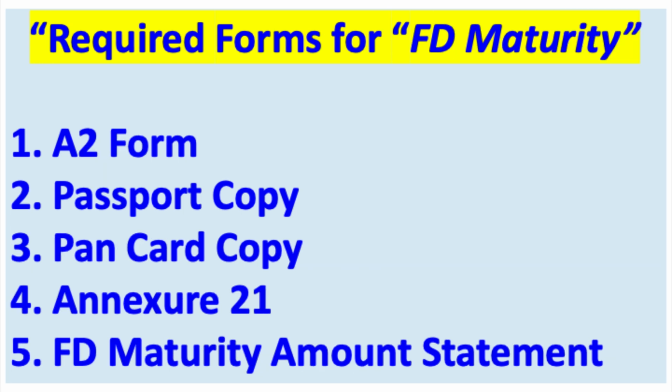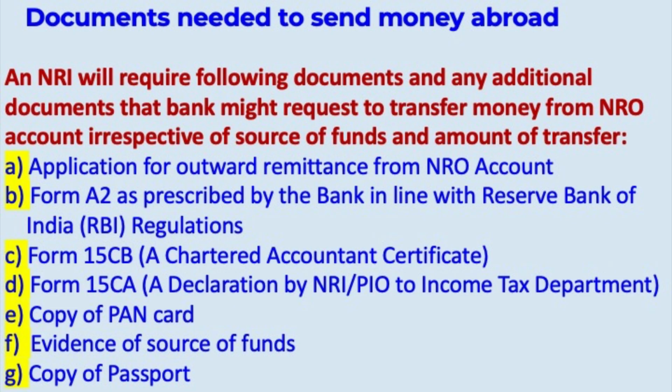And to transfer money from an FD maturity, meaning fixed deposit maturity, you need forms like A2 form, passport copy, PAN card copy. These are your copies, your passport copy, your PAN card copy, and Annexure 21 FD maturity amount statement. So these are the main forms that you need. Then you might need other additional forms that I've mentioned under each type of funds.